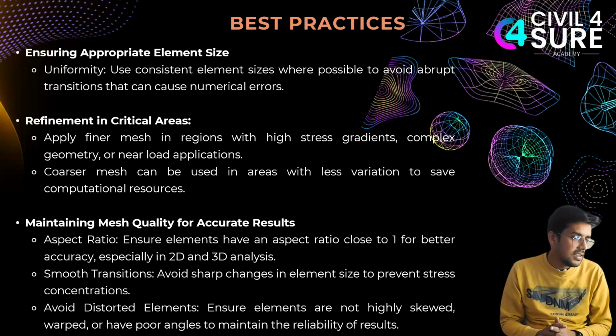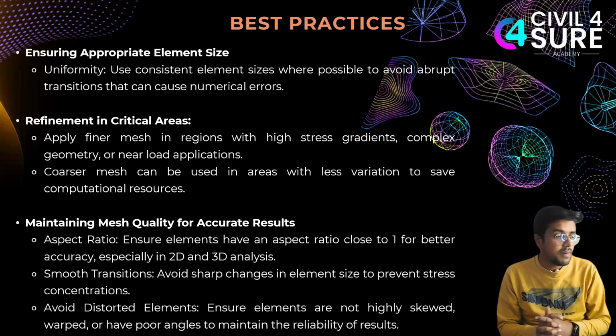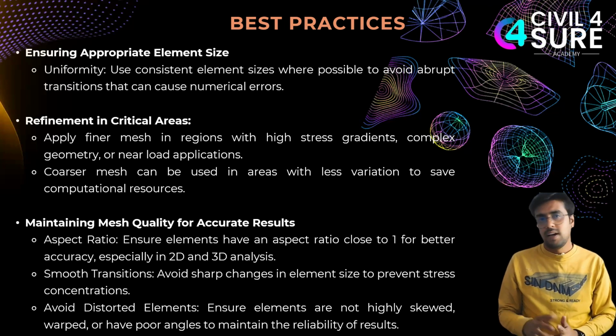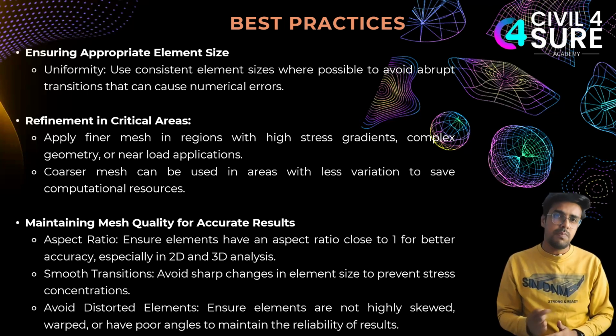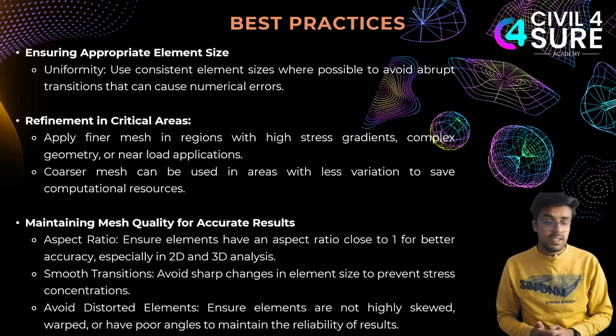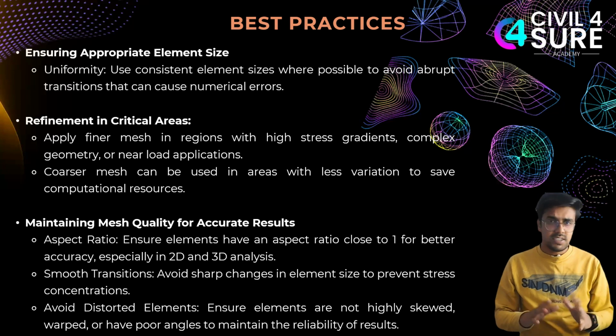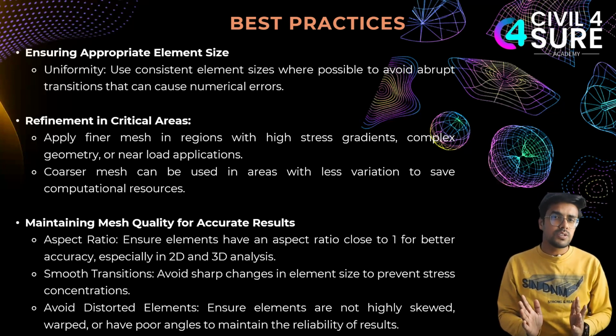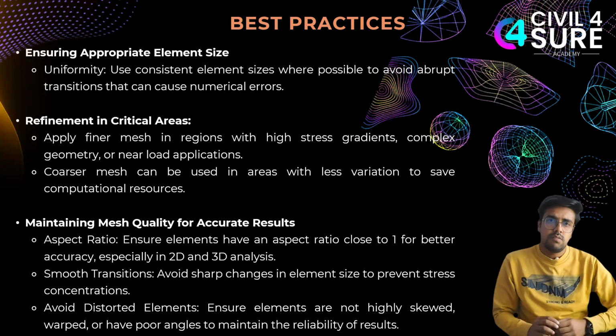And we need to maintain the mesh quality. The aspect ratio must be 1. Like I said, 1 by 1, so 1 divided by 1, that is length by breadth, is going to be 1. So we need to keep the aspect ratio as 1. A smooth transition must be there. If we have different sizes of meshes, then the variation from finer to coarse must be gradual, it must not be like jumping from fine to coarse.